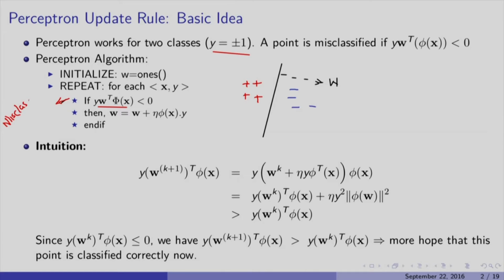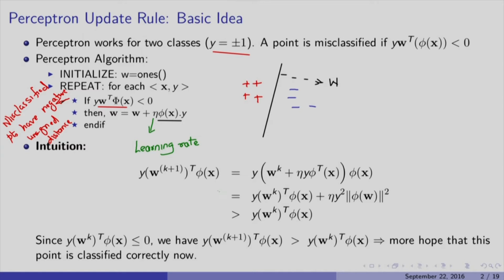So the key here is misclassified points have negative unsigned distance. So in such a case you basically update the weight vector, and the update is proportional to the feature vector at that misclassified point multiplied with y. You optionally also associate an eta. This eta is referred to as the learning rate. So the larger the value of eta, the larger the updates.